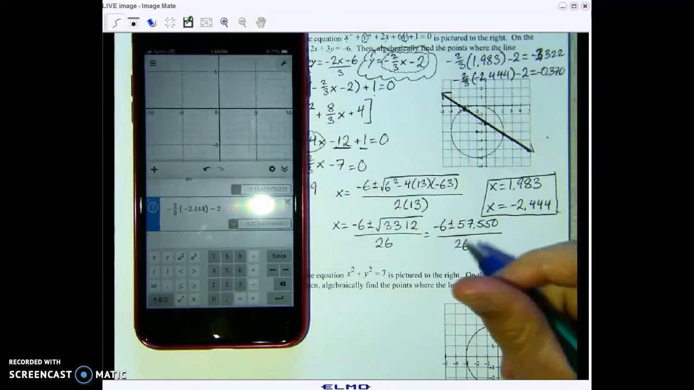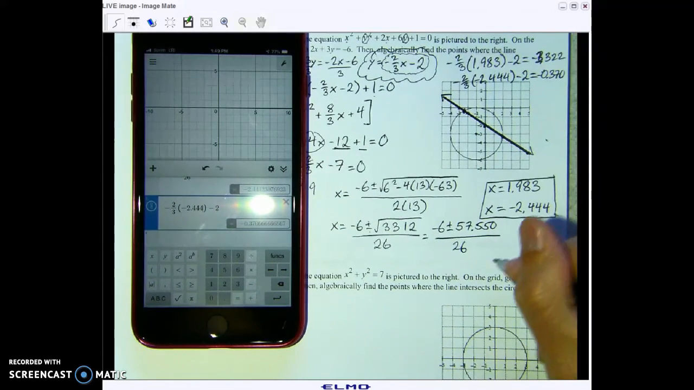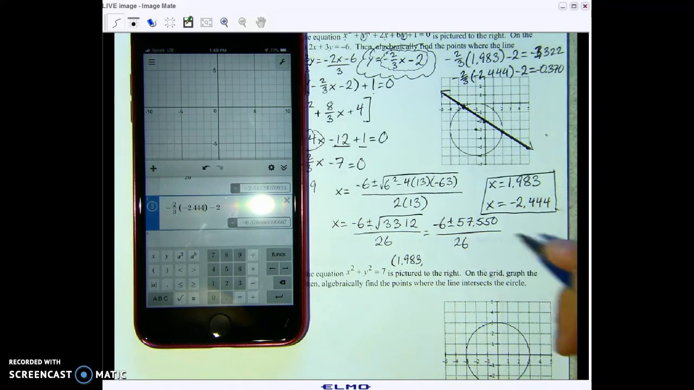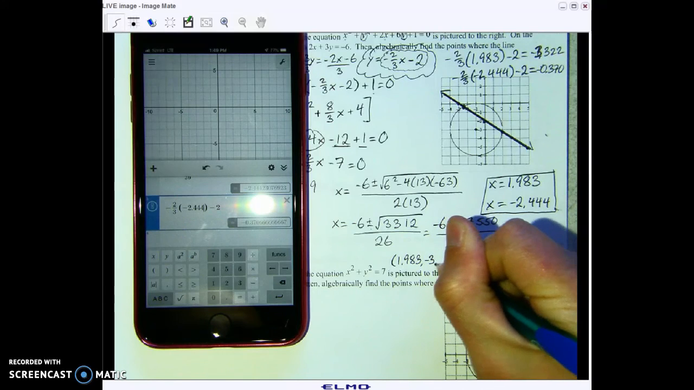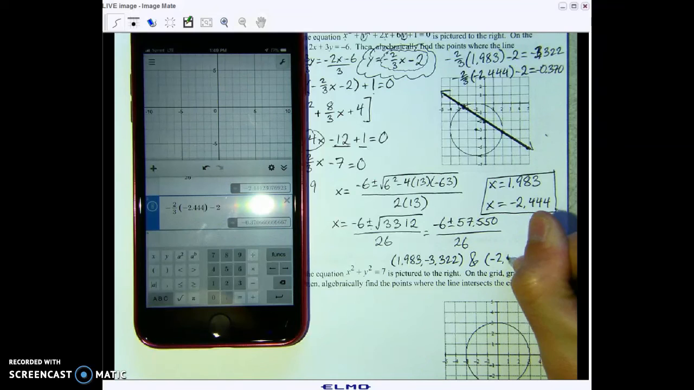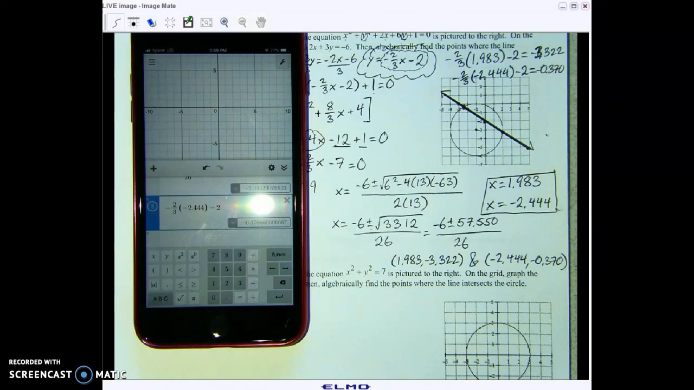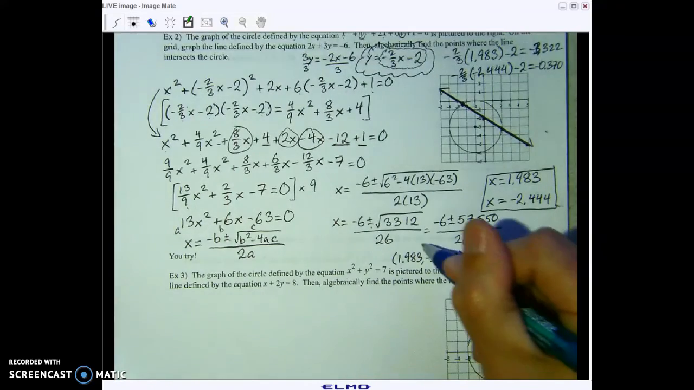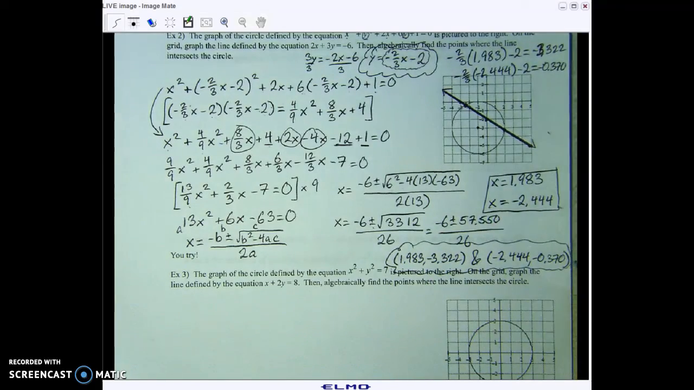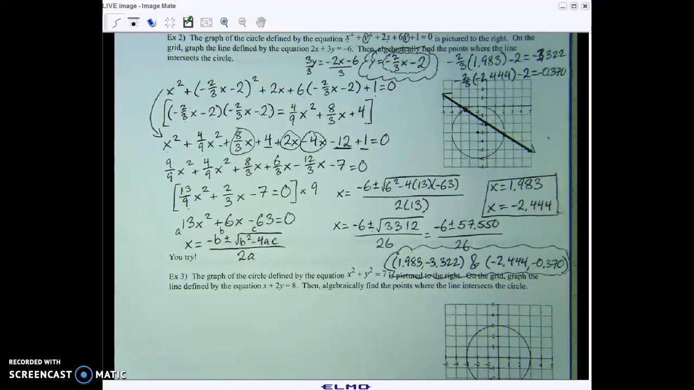So really my solutions in the very end are going to look like this. We have 1.983, comma, -3.322, and -2.444, comma, -0.370. Look back at the graph, make sure that those coordinates right there seem legit, that they might be where the circle intersects the line, and you should see that that looks okay.